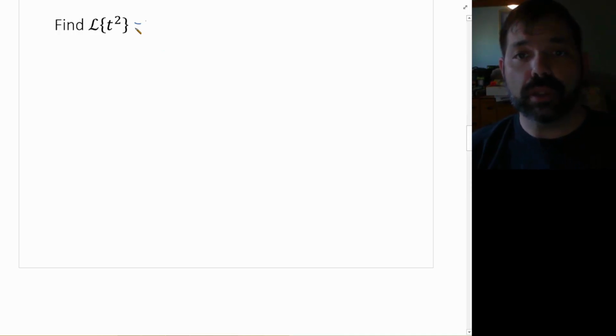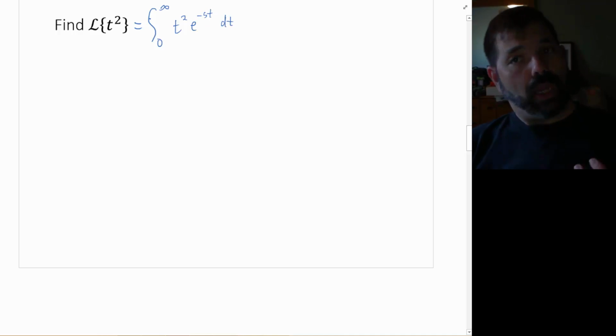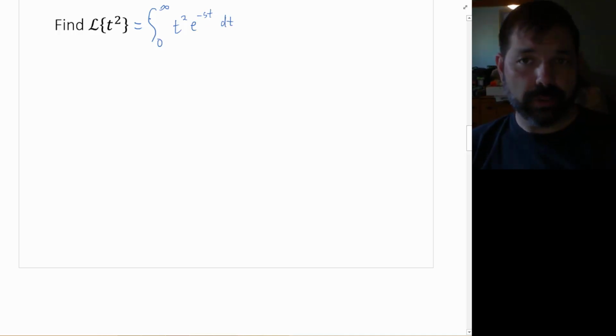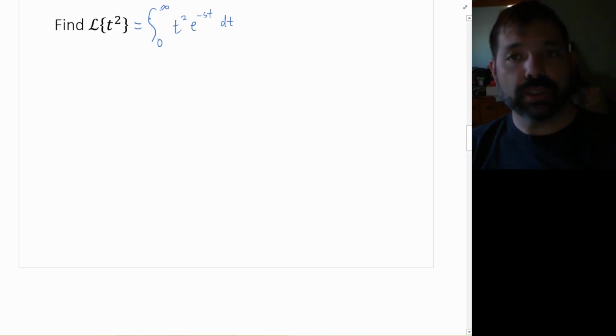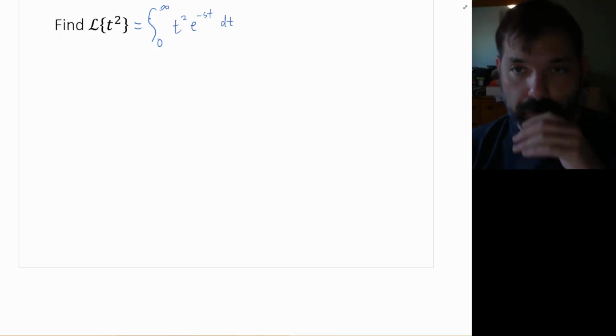Alright, from the definition, the Laplace transform of t squared would be the integral from 0 to infinity of t squared e to the negative st dt. Now, if you remember from Calculus 2, if we were to evaluate this integral, the antiderivative of t squared e to the negative st, we'd have to apply integration by parts twice.